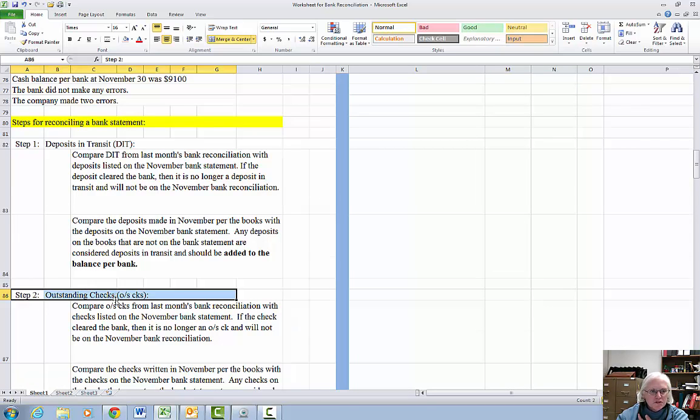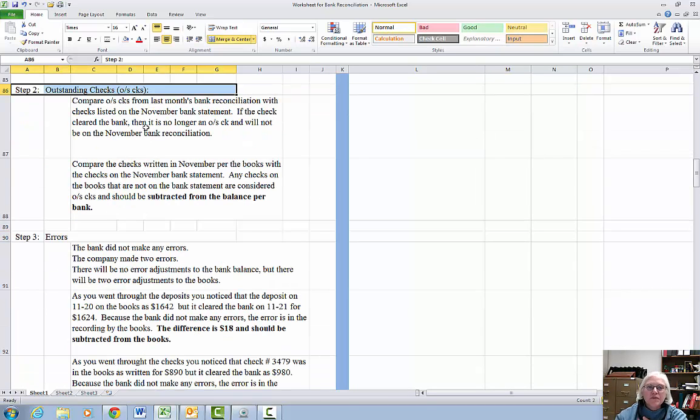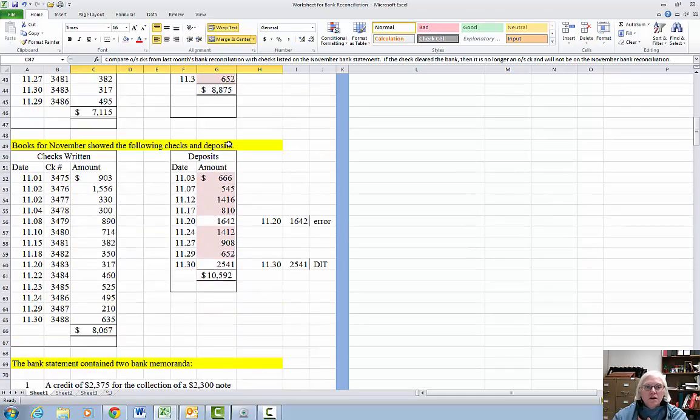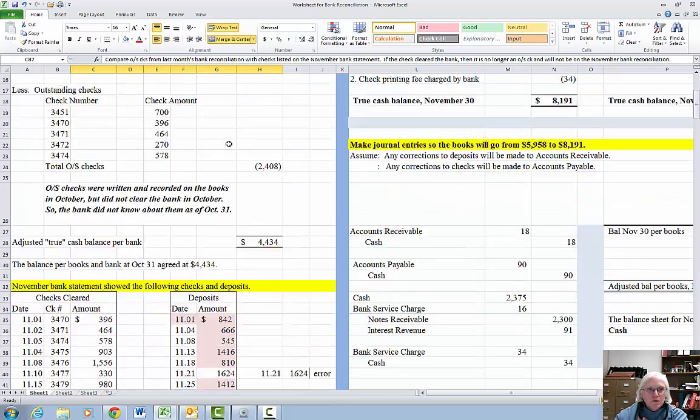Step 2 is to look at outstanding checks. So the first thing we're going to do is take any outstanding checks from the October 31 bank rec and compare them with the checks that were cleared in November on the bank statement. If the check cleared the bank, it is no longer outstanding and it will not be on that November bank reconciliation. Okay, so let's take a look and see what we've got.